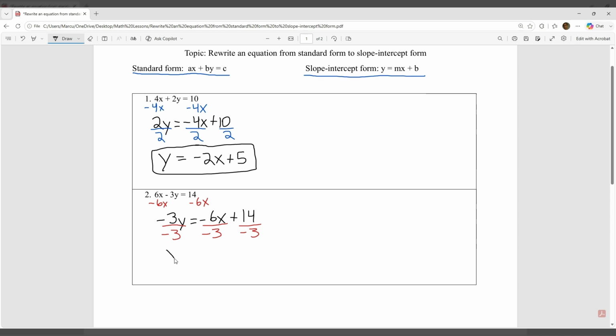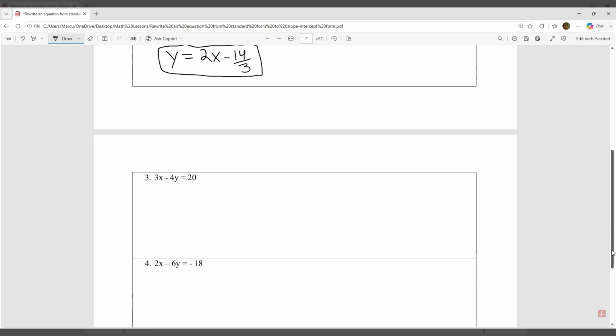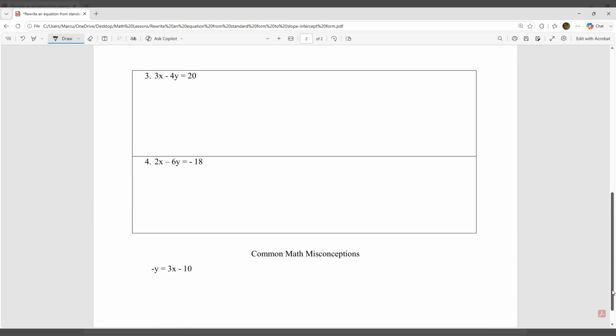So then we get y equals, keep in mind that negative divided by negative makes positive. So we have 2x. 14 is not divisible by 3. However, the negative must go either in the middle or top of the fraction. So you're going to write it like this: negative 14 over 3. And that's how we write the equation in slope-intercept form. So we're going to proceed to the next page now. Please go ahead, pause the video, and try question number 3.